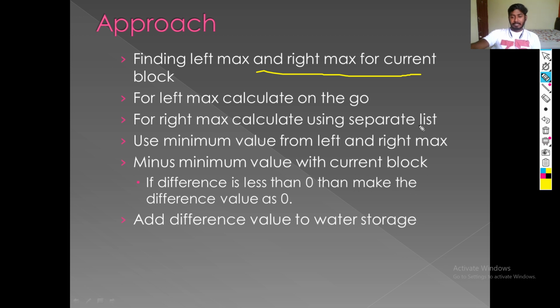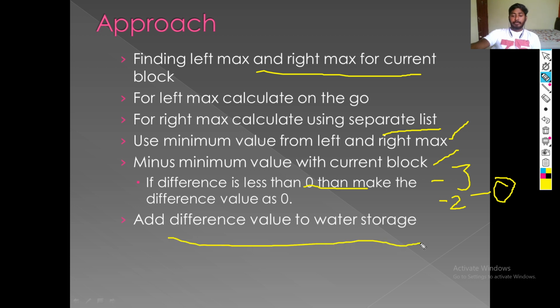But for the right max, we have to create a separate list. I will tell you how to create it. After that, we use the minimum value of the left and right max, same as I previously said, minus the current block's value. This is called the difference. If the difference is lesser than 0, meaning any difference such as minus 3 or minus 2, then we take it as 0. Add the difference value to the water storage.